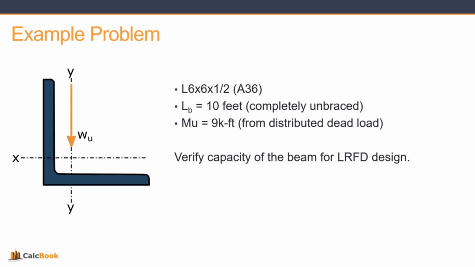So let's go ahead and take a look at an example problem. We're going to be looking at an L 6 by 6 by 1/2. We're going to have an unbraced length of 10 feet. This is going to be completely unbraced. And then we have an ultimate moment of 9 kip feet, which comes from a distributed dead load. We're going to be verifying the capacity of this beam for LRFD design.